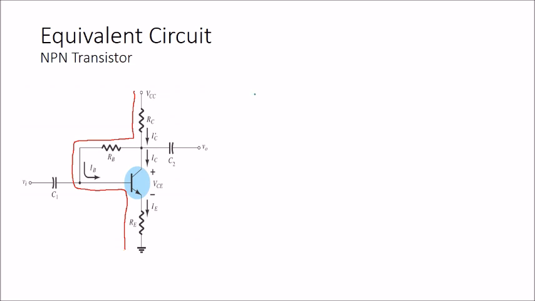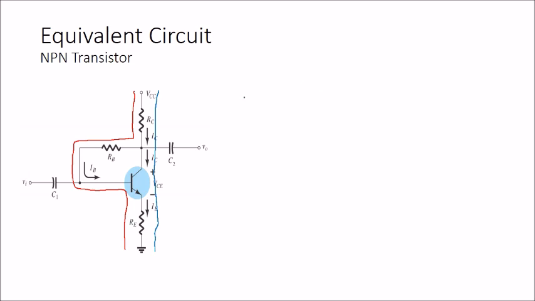For the CE loop, it starts from the same point, which is VCC, and then goes straight to the RC, and then to the C terminal. After the C terminal, the E terminal, and then straight to the RE and then ground. So the blue one is the CE loop.